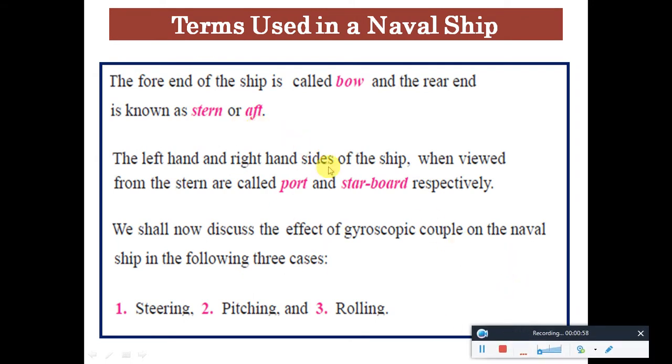Then the left and right side of the ship, when viewed from the stern, that is from the rear, are called port and starboard. Now, in the previous case, the aeroplane, we had only one particular type of effect. But in a ship, depending upon the state, we have different effects. Generally, in a naval ship, the gyroscopic couple will have different effects when the ship is steering, pitching, and rolling.